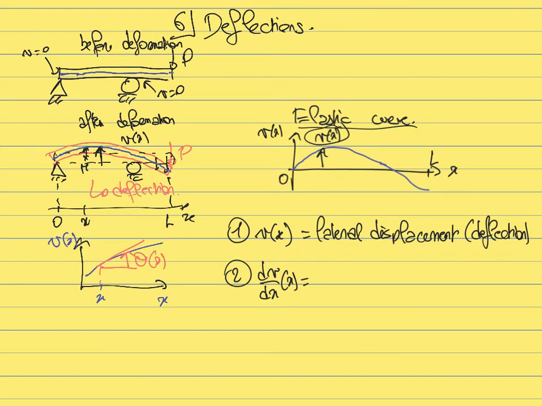In this case, if the angle is small and is expressed in radians, then the derivative of the function is equal to the tangent of theta at this position x, and if theta is very small, then you can approximate that the tangent of theta is approximately equal to theta. So the derivative of v gives you the slope of the elastic curve. And so why is it important?